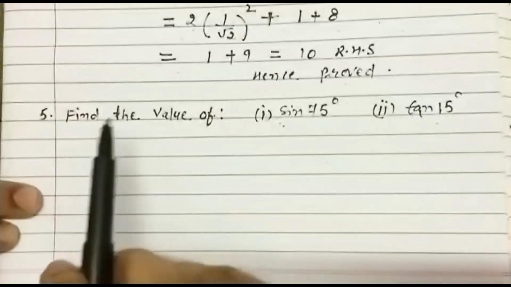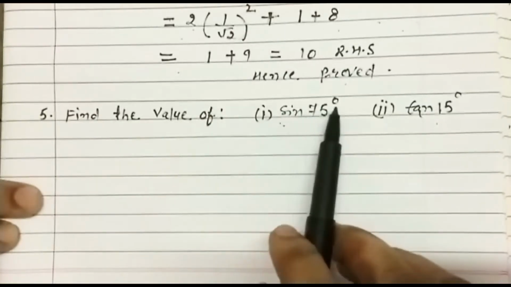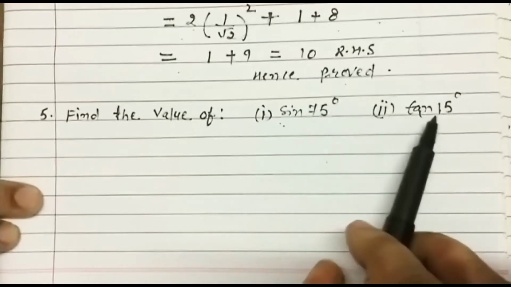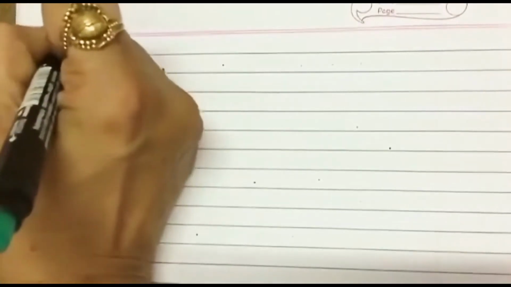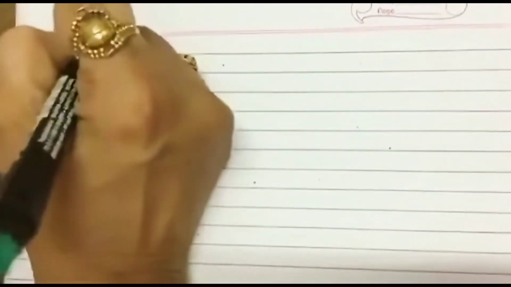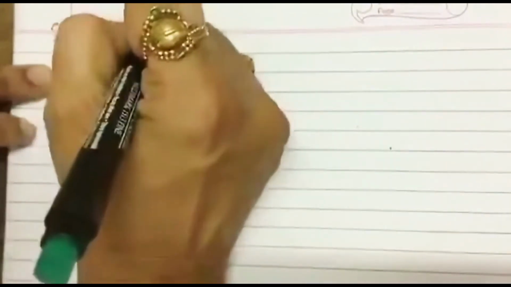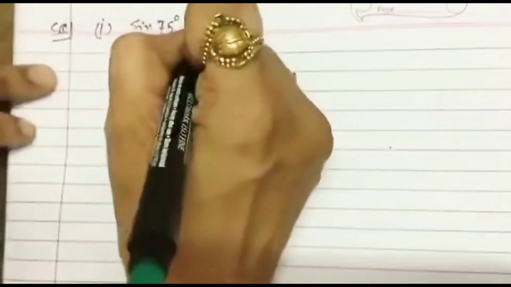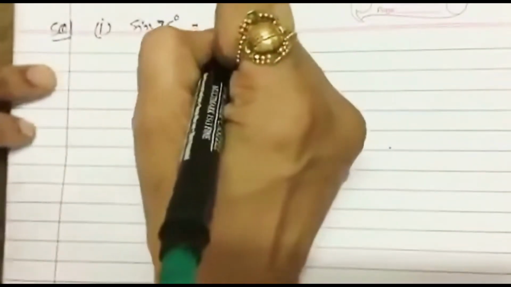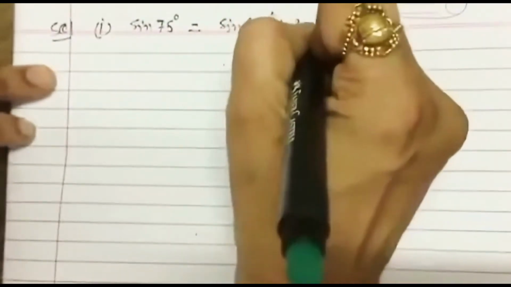Next question. Find the value of: first part is sin 75 degrees, and second is tan 15 degrees. So let's start the solution of part 1. Here it is sin 75 degrees. You can write it as sin (45 degrees plus 30 degrees).